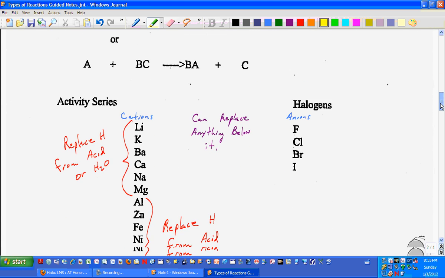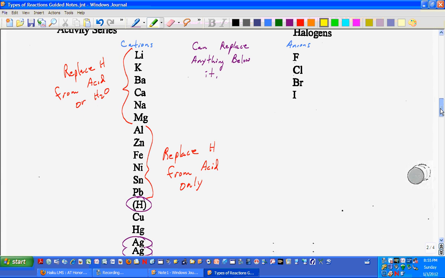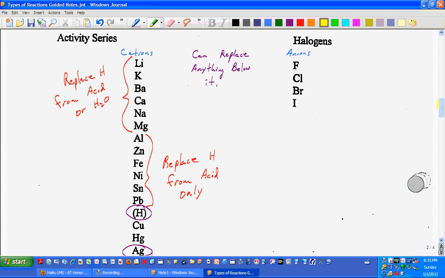Also remember that for single replacement, we need to pay attention to the activity series to decide whether a reaction is going to occur or not.